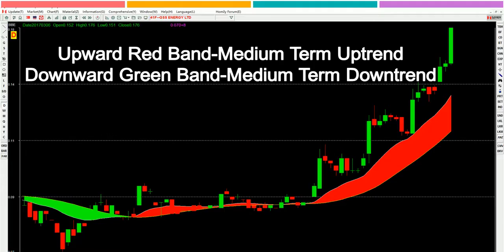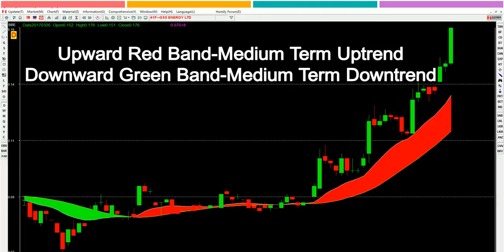Okay, so let's see this one. Upward red band means the medium-term uptrend. Downward green band means the medium-term downtrend. Okay, so if you use bull and bear expert, you can know whether the stock is in the uptrend or downtrend. If you see the price is still in the uptrend, you can keep it. Okay, so this is the upward red band and the downward green band.